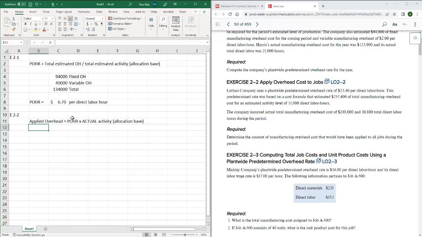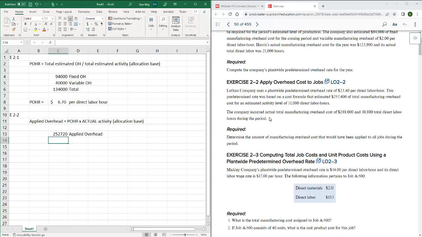So in this particular case then, our applied overhead becomes the predetermined overhead rate of $23.40 per direct labor hour that was determined at the beginning of the period, times the actual usage of direct labor hours. Okay, so just be careful there. That's the 10,800 total labor hours that were actually used throughout this period. 10,800. So total applied overhead, $252,720.